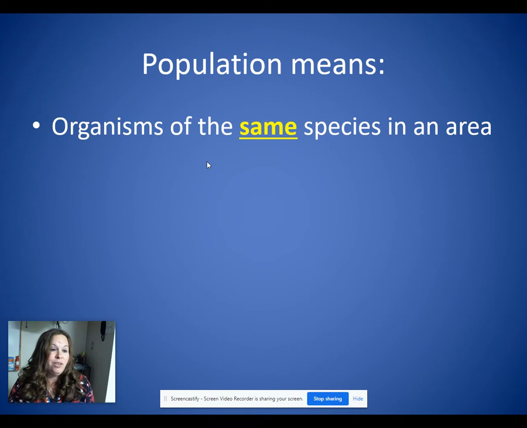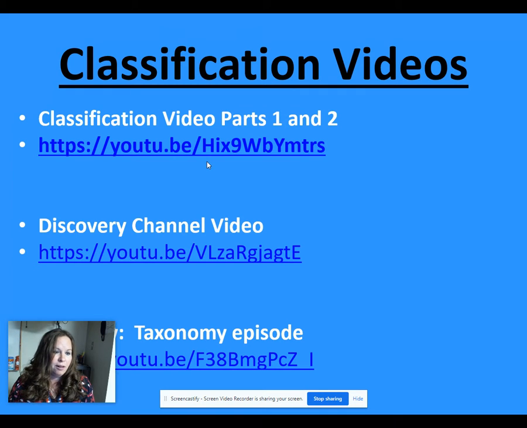A population is also the same species in an area, and you're able to reproduce with one another and share your genes. It's kind of like a big gene pool that everybody's sharing. And remember, it's the population level that evolves, not the individual level.